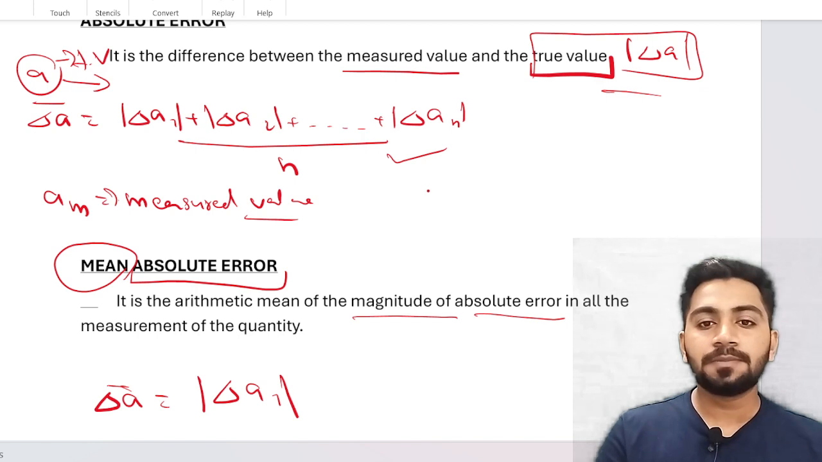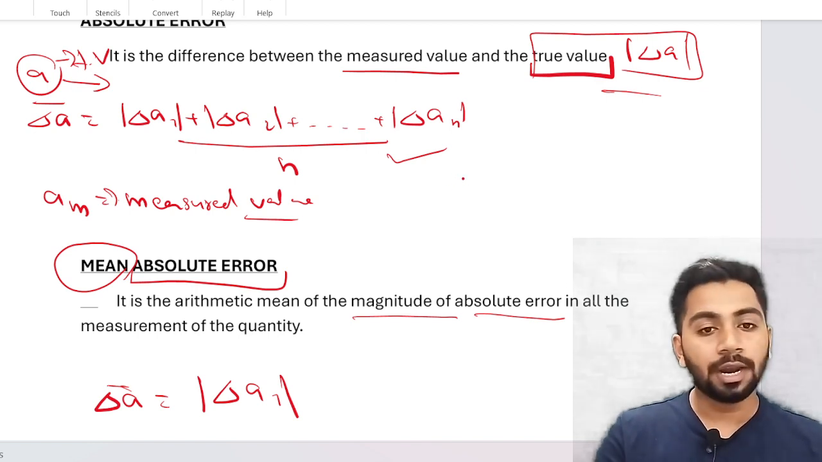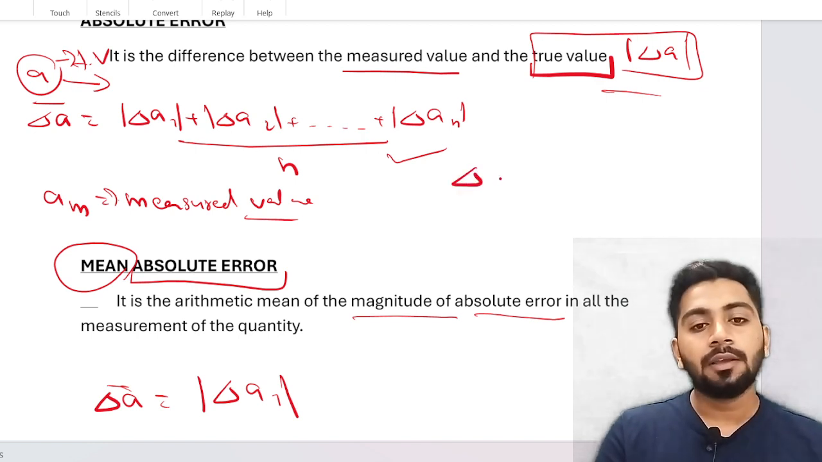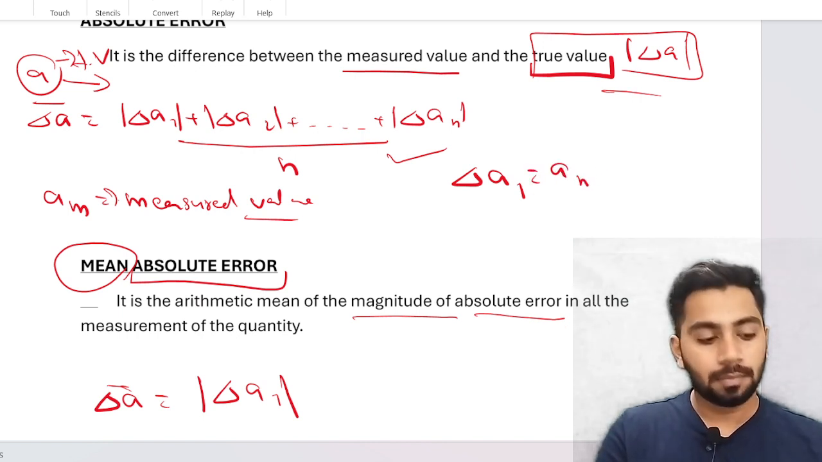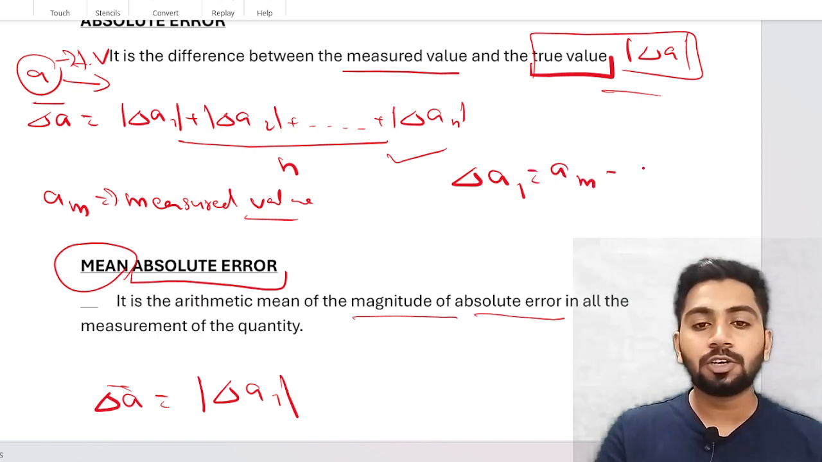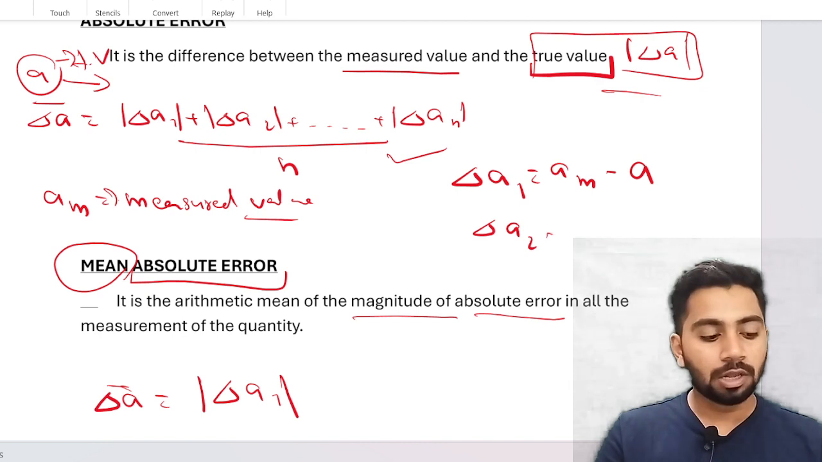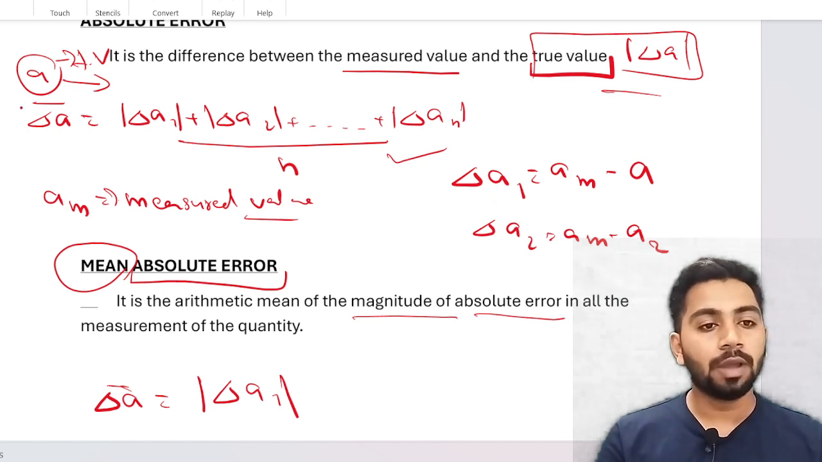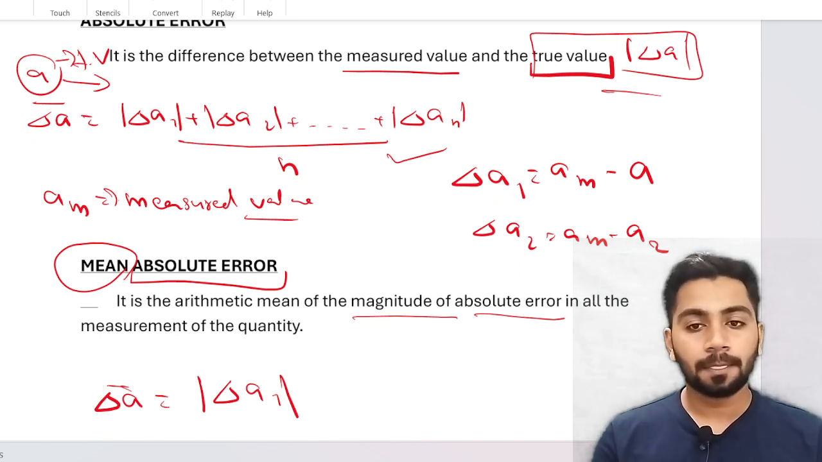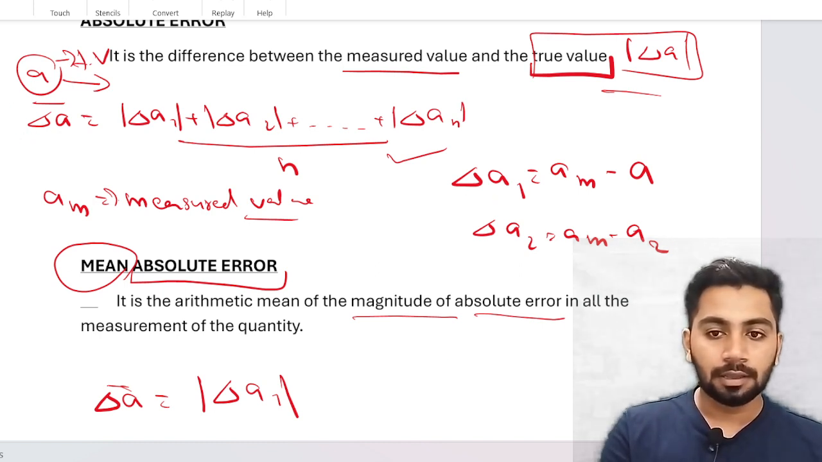And it is a difference between measured value and true value, right? Measured value, I will take one example. For experiment A, the measured value is AM minus true value, whatever the true value, let's say this one. Now, for A2 also, measured value and true value. Fine, fine. That's it.